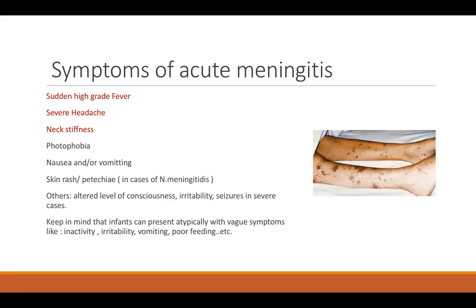One thing you have to keep in mind is that in infants, presentation can differ. The infant won't come and say, I have a headache, or my neck is stiff. They can't speak, they can't express themselves. So they usually just present with atypical, vague symptoms such as inactivity, irritability, vomiting, and poor feeding. You know there's something wrong with the baby, but you can't exactly pinpoint what's wrong. So this is an important point to keep in mind, that infants don't always present the same as adults, even when it's the exact same disease.